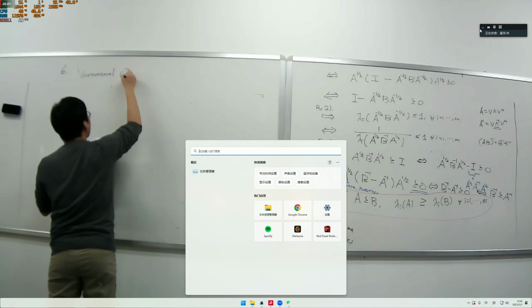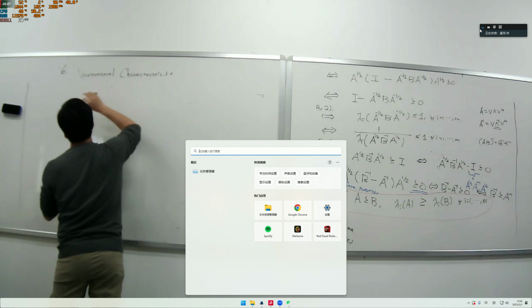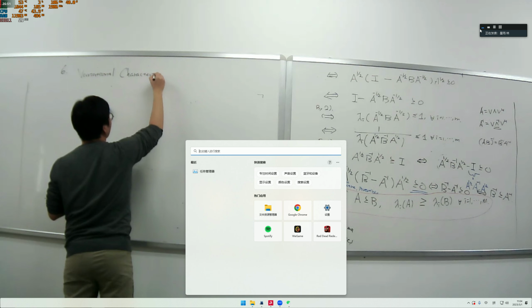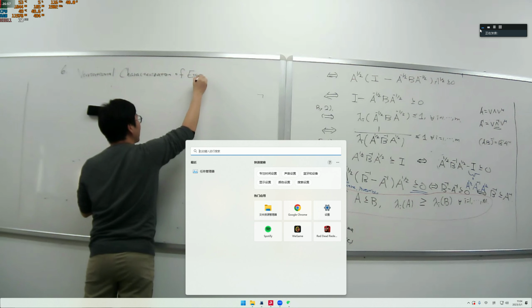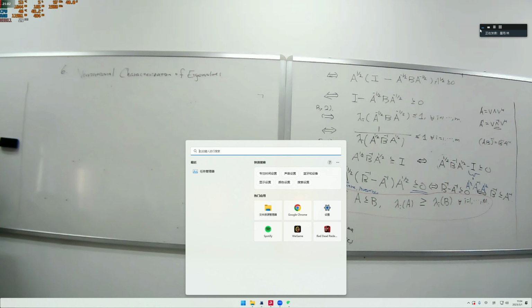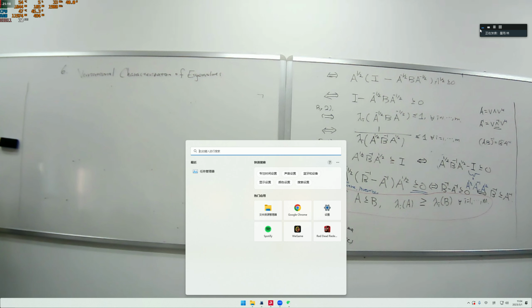variational characterization. So we need to know more ways to represent an eigenvalue if we want to prove these properties. So this is the variational characterization of eigenvalues.